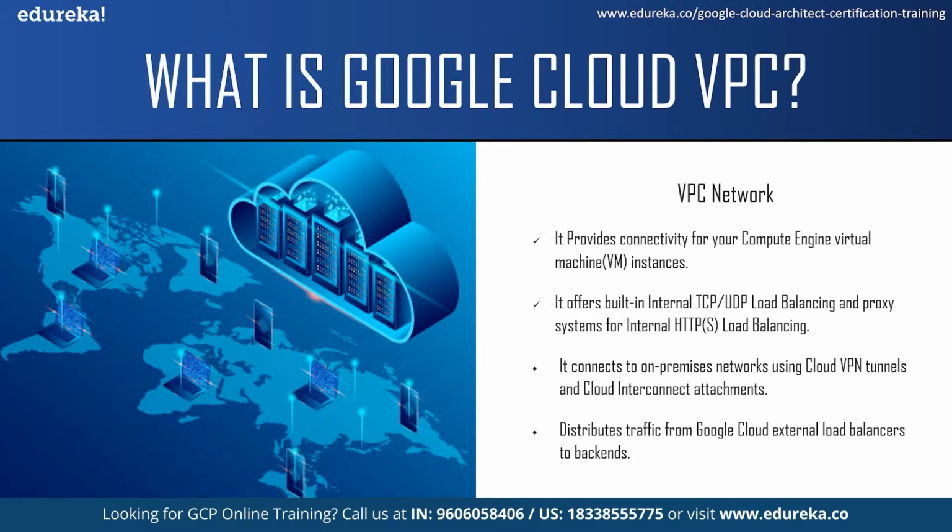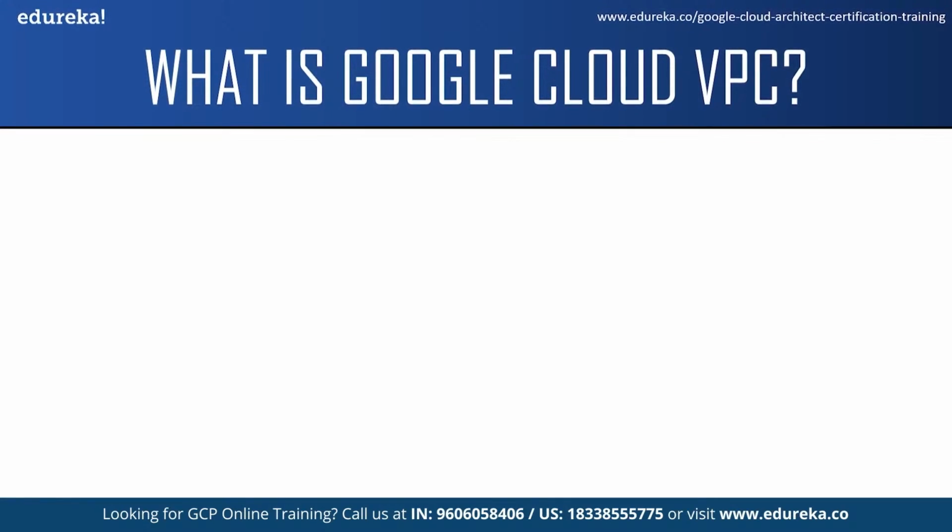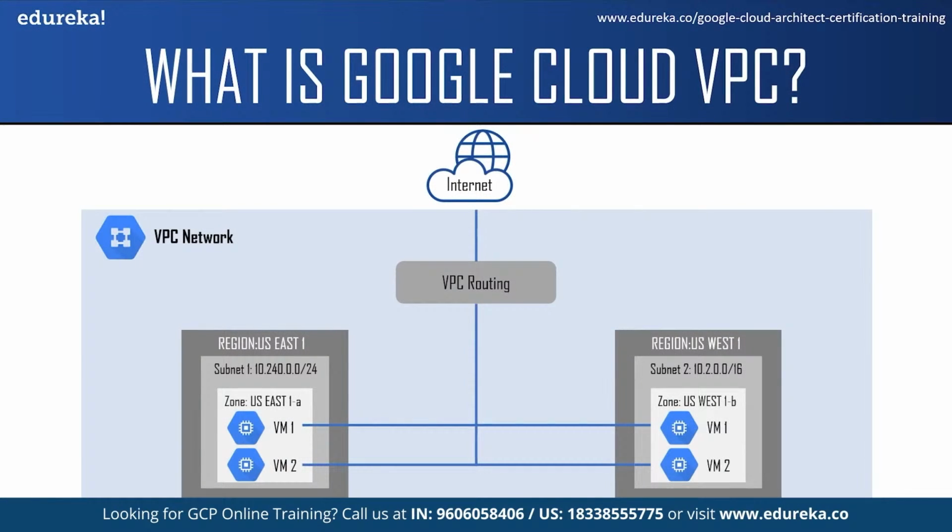Now to understand VPC network better, let us take a look at its architecture. Here you can see we have two regions, US West 1 and US East 1, in a VPC network. Now a region is nothing but a specific geographical location where you can host your resources. And a region can have 3 or more zones. For example, the US East 1 region has 3 zones: US East 1a, US East 1b, and US East 1c.